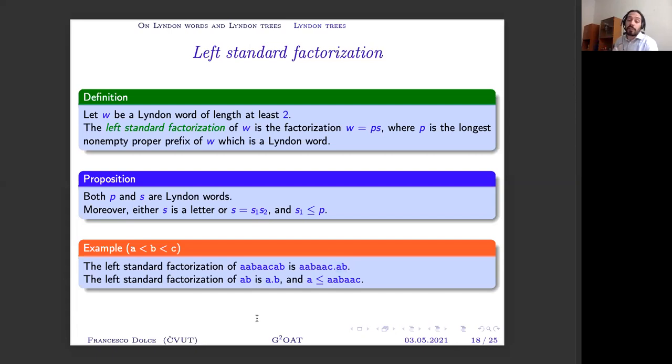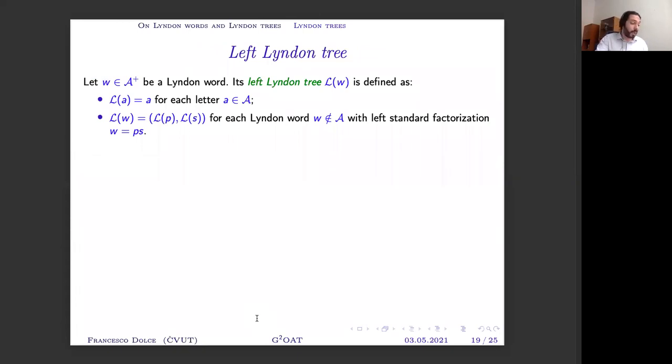Why is this property interesting? Because actually we can construct a tree starting from a Lyndon word. We construct the left Lyndon tree. Okay, I will show you an example, it would be easier. Let's pick again the Lyndon word that we saw before, AAB, AAC, AB. So what is this left standard factorization? Well, it's AAB, AAC on one hand and AB on the other.